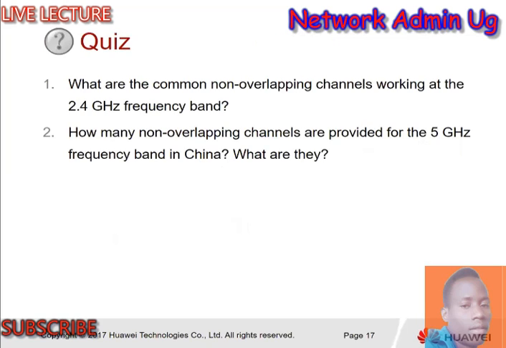There is a simple quiz here. There are two questions. The first question is about what the common non-overlapping channels are that work in the 2.4 frequency band. Anyone willing to answer this? Question number 1. Okay. No one is willing.